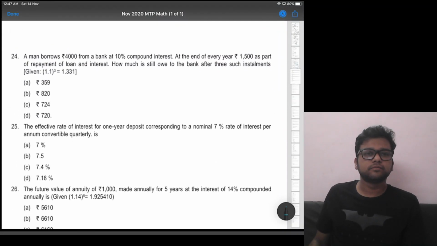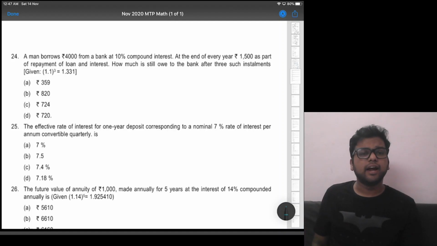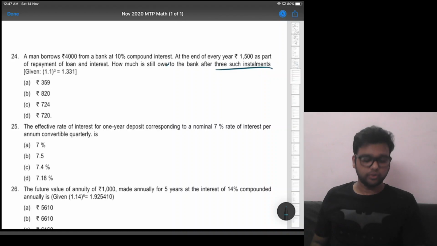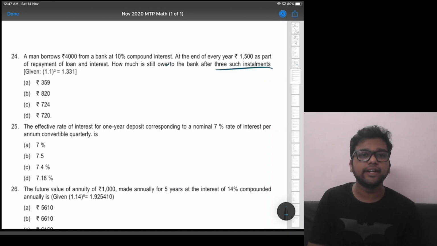Next, 24. A man borrows 4,000 from a bank at 10% compound interest. At the end of every year, 1,500 as a part of repayment of loan and interest. 1,500 is repaid, they want to say. How much is still owed to the bank after 3 such installments? Okay, they have given something, but we can do it directly.